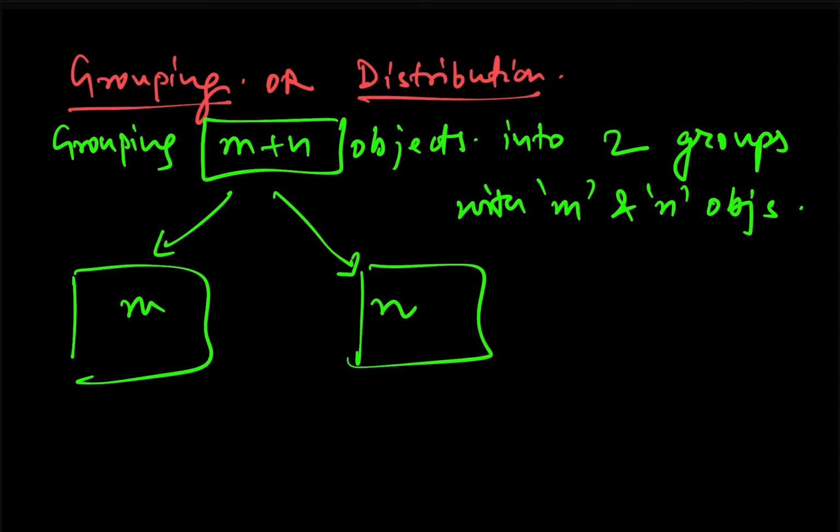So now let's see the grouping or distribution. Suppose m+n objects are there and you have to distribute them into two groups. For example, one group is having m objects and the other group is having n objects. How many such ways are possible?